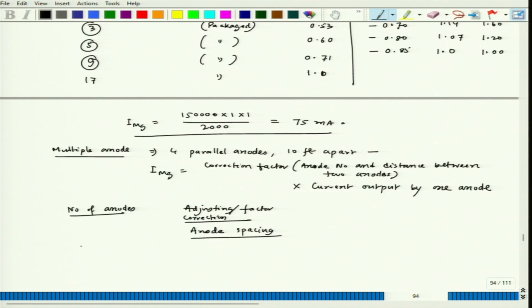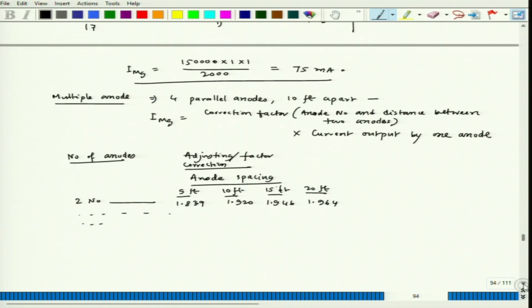So if we talk about 2 anodes, let us say number of anodes is 2, and they are 5 feet away, 10 feet away, 15 feet away, and then we can also think of 20 feet. At that time these values become 1.839, 1.920, and so on. In that way you can find out for different numbers of anodes.